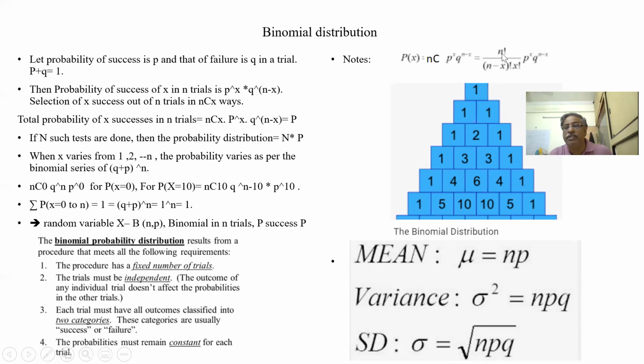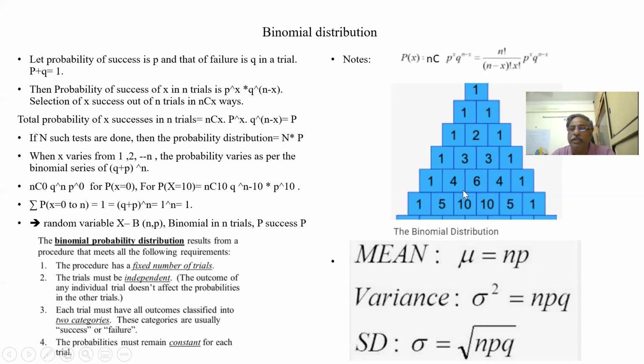Suppose n is 5. So to get one trial, 5C0 is 1, 5C1, 5C2, 5 into 4 by 2, which is 10, 5C3, 5C4, 5C5. So this is a distribution. Similarly, for 4 trials, 4C0, 4C1, 4C2, 4C3, 4C4. So this is a binomial distribution. P is given, Q is 1 minus P.